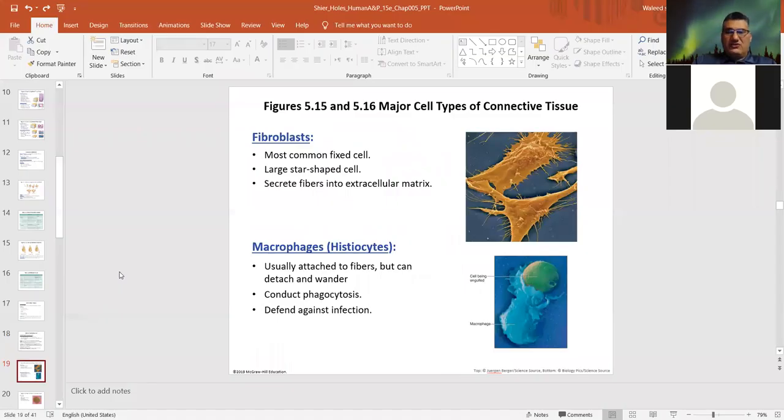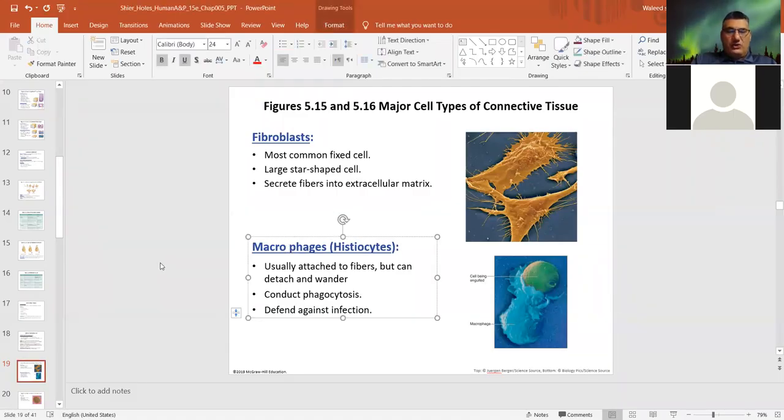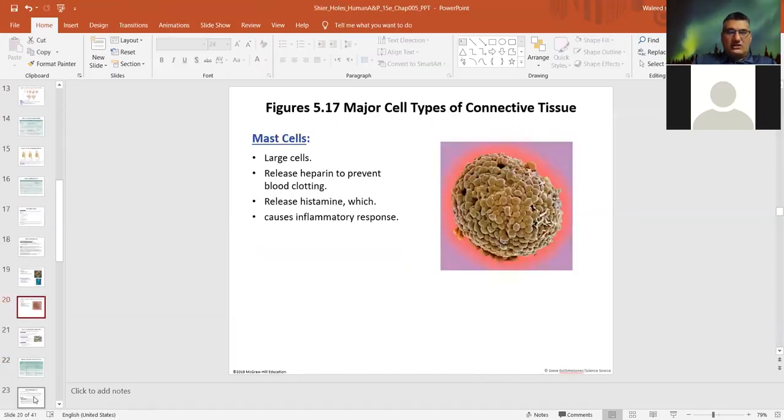Now the cells, what kind of cells do we have in the connective tissue? I have the fibroblasts, and these are the ones that secrete the matrix. I also have the macrophages, which are called the histiocytes, and macro means big, phage means eaters. We talked about this. So these eat anything that's not needed, specifically invading organs.